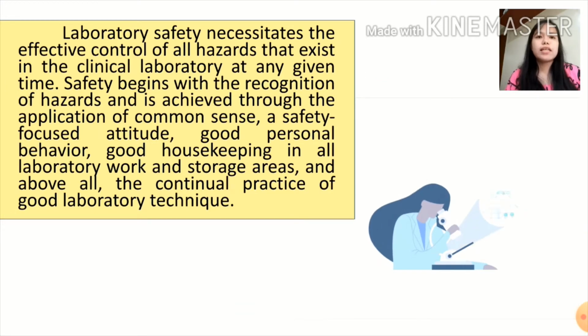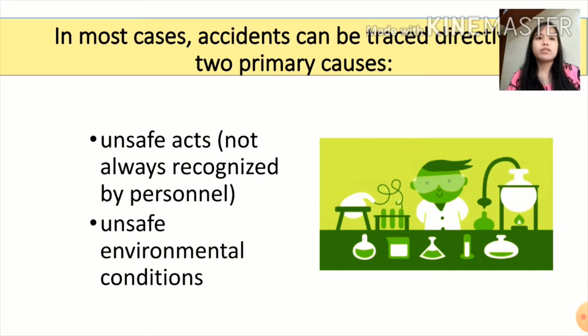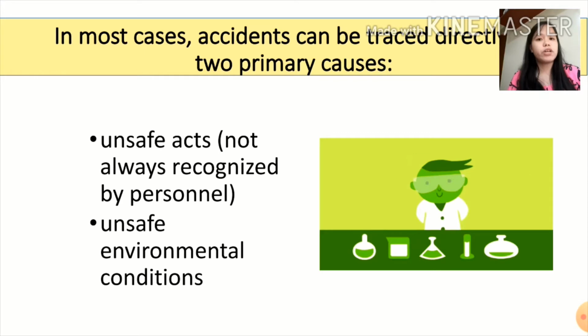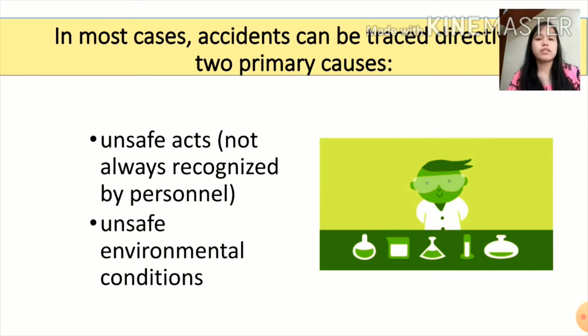Safety begins with the recognition of hazards and is achieved through the application of common sense, a safety-focused attitude, good personal behavior, good housekeeping in all laboratory work and storage areas, and above all, the continual practice of good laboratory technique. In most cases, accidents can be traced directly to two primary causes: the unsafe acts and the unsafe environmental conditions.